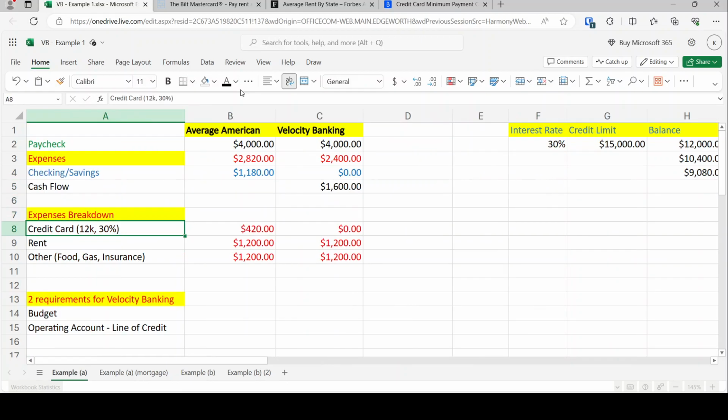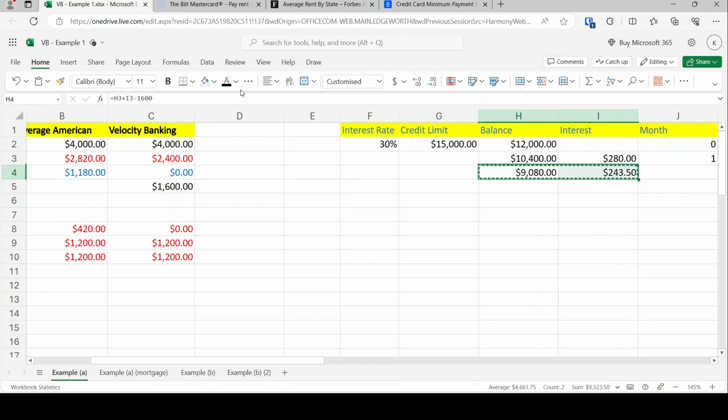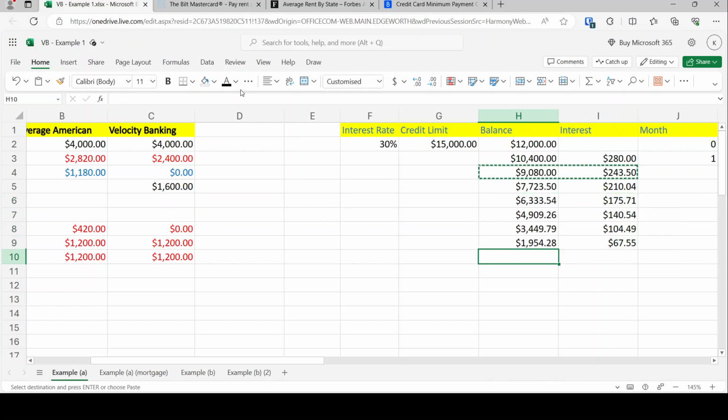Just by making our credit card a line of credit, magically this 420 expense went to zero. So it's like we magically increased our cash flow doing nothing, right? 1,180 to 1,600. Now, going forward, you just copy and paste the formula, okay? And then we just copy and paste, and let's do this.